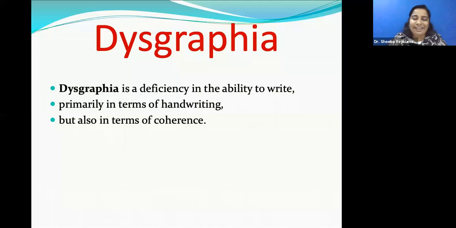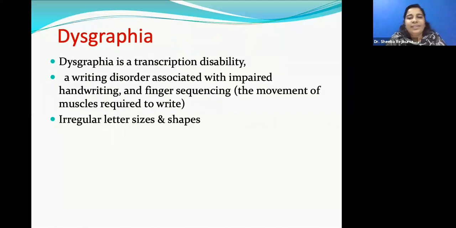So this is a deficiency in the ability to write, primarily in terms of handwriting, but also in terms of coherence, not handwriting alone. So it's a transcription disability, a writing disorder associated with impaired handwriting. Definitely it would be there. And finger sequencing, the movement that muscles require to write, the finger sequencing will be bad.